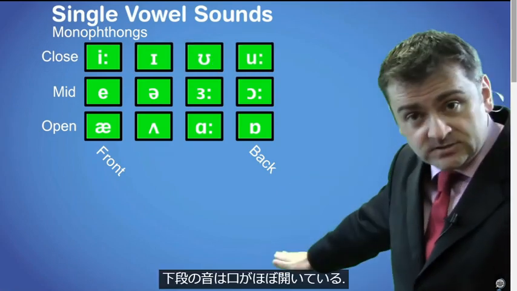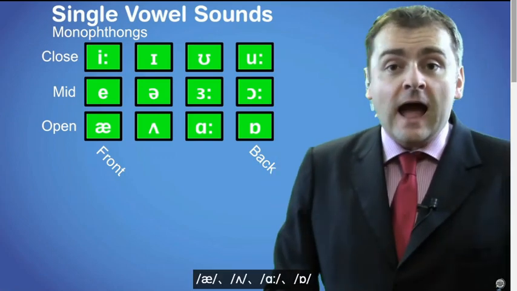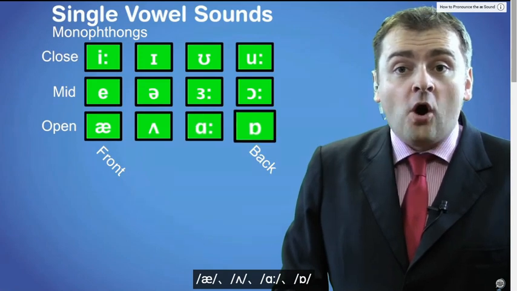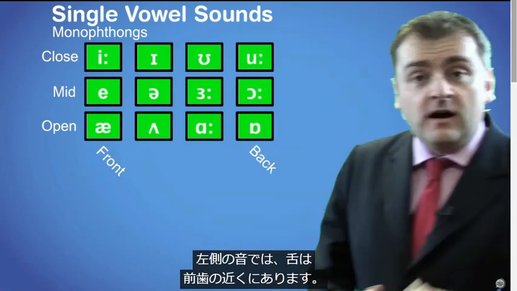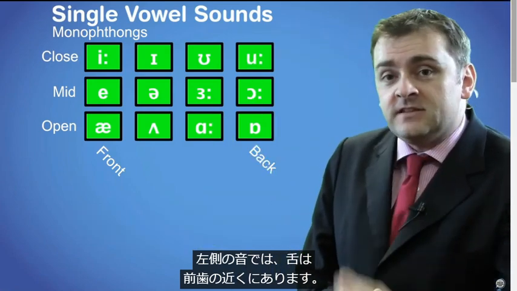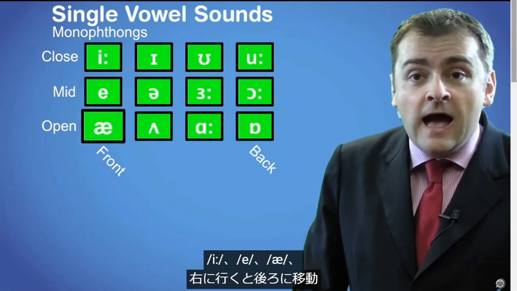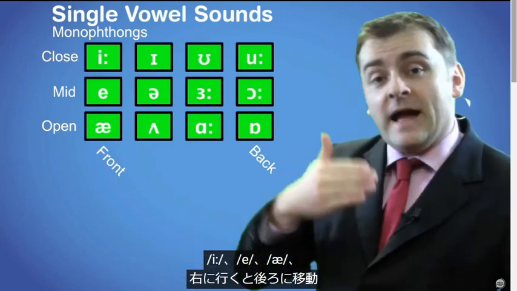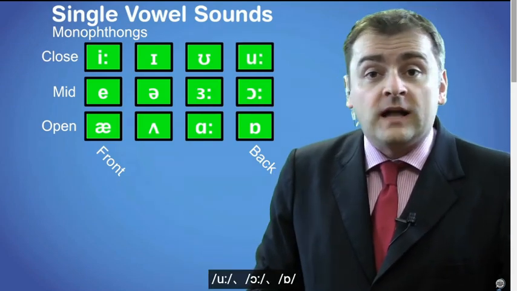For the sounds on the bottom row, the mouth is almost wide open. A, Ah, and O. For the sounds on the left, our tongue is near our front teeth. E, and A. But when we get to the right, our tongue has moved back. Oo, O, and O.